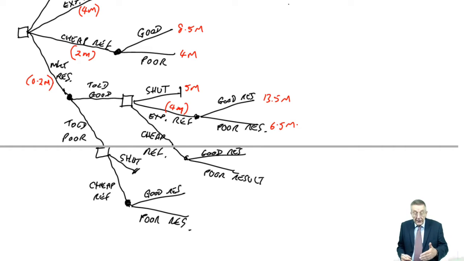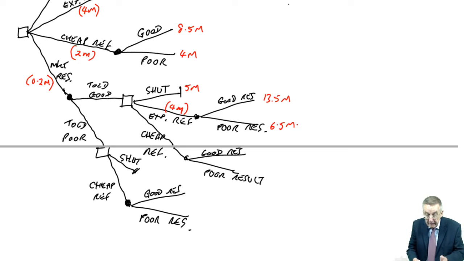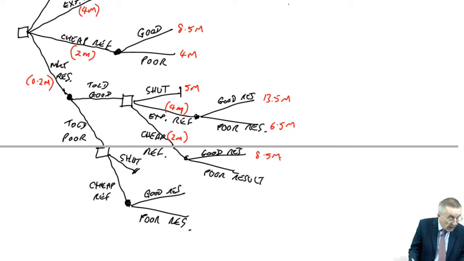If we've done market research, all right, we paid 0.2 million. But if we then decide to do the cheap refurbishment, we'll pay out 2 million. And we get back 8.5 million or 4 million. So now we know all the various things that can happen there.